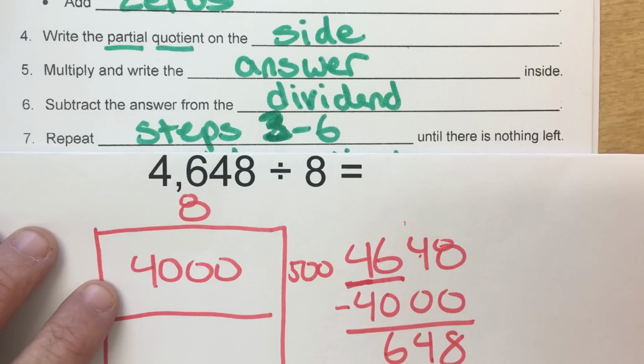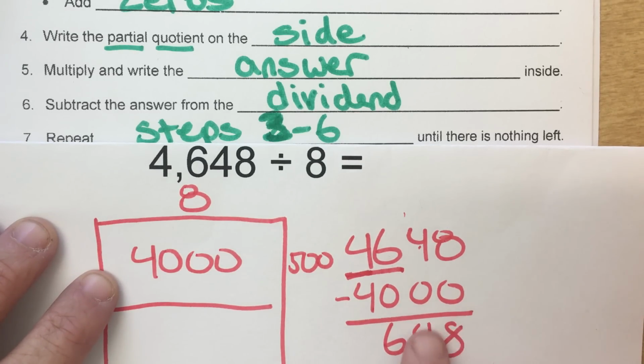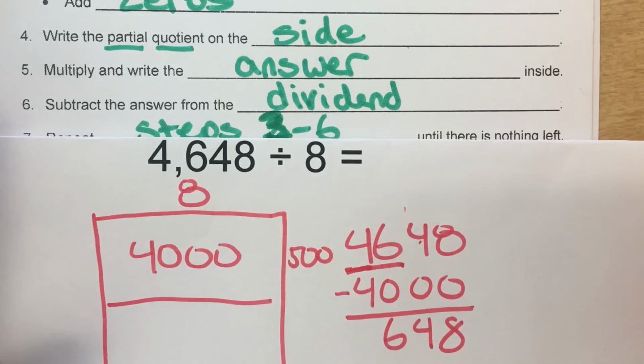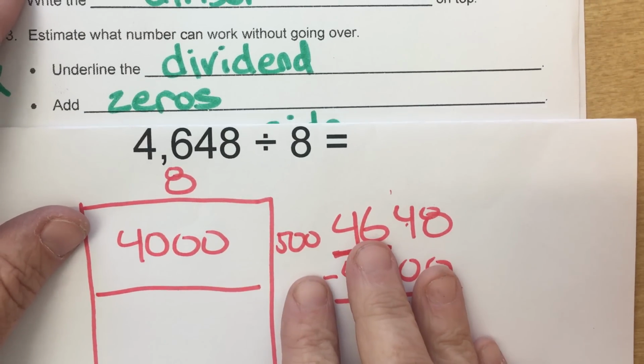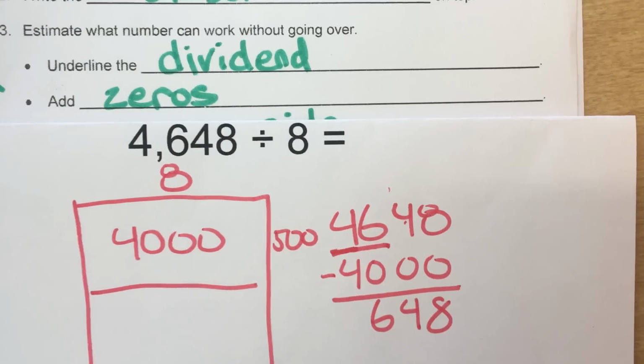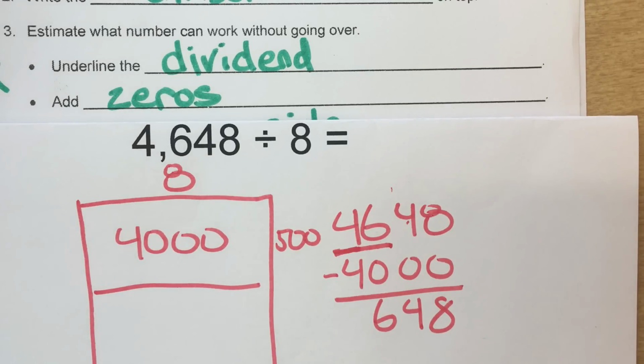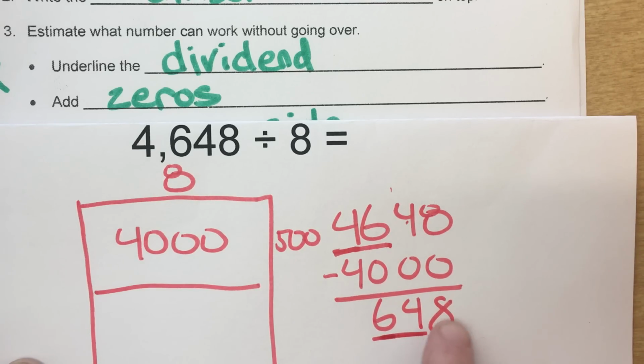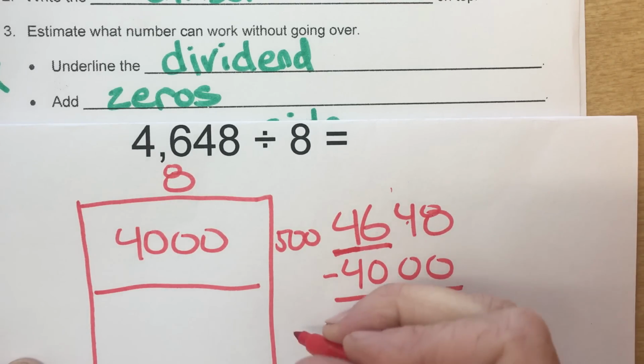Okay, step 7 says I'm going to repeat the steps 3 through 6 until I have nothing left. Well, I have something left, so I have to go back to step 3 and continue working until I have nothing left. So step 3 says I'm going to estimate how many times 8 can fit into this. Well, 8 can't fit into 6. Can 8 fit into 64? Yes, 8 can fit into 64 8 times. But because there's an 8 out here, that means it's going to be actually 8 plus an extra spot, which is going to be 80.